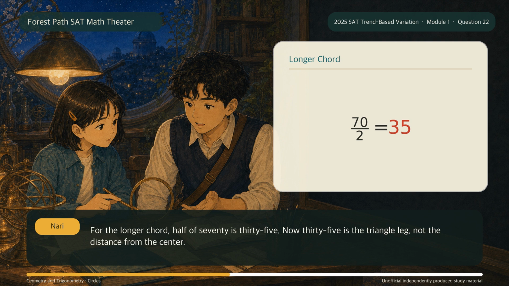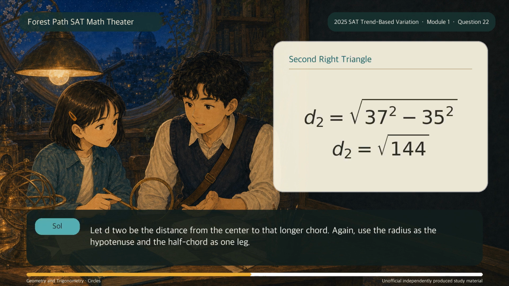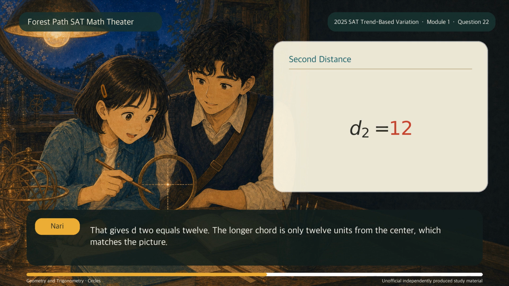For the longer chord, half of 70 is 35. Now 35 is the triangle leg, not the distance from the center. Let D2 be the distance from the center to that longer chord. Again, use the radius as the hypotenuse and the half chord as one leg. That gives D2 equals 12. The longer chord is only 12 units from the center, which matches the picture.